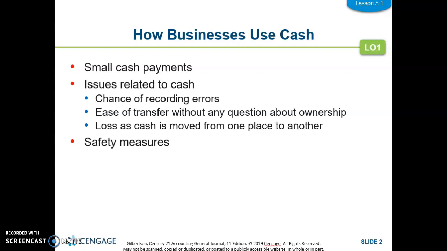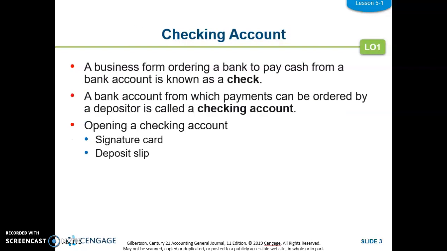Because cash transactions occur more frequently than other types of transactions, more chances occur to make recording errors affecting cash. Cash can be transferred from one person to another without any question about ownership. Also, cash may be lost as it is moved from one place to another. So as a safety measure, businesses will typically keep their money in a bank. Because all cash receipts are placed in a bank, the business will have written evidence to support its accounting records. The business can compare its records of checks written with the bank's record of checks paid. Greater control of a business's cash and greater accuracy of its cash records results from these procedures.